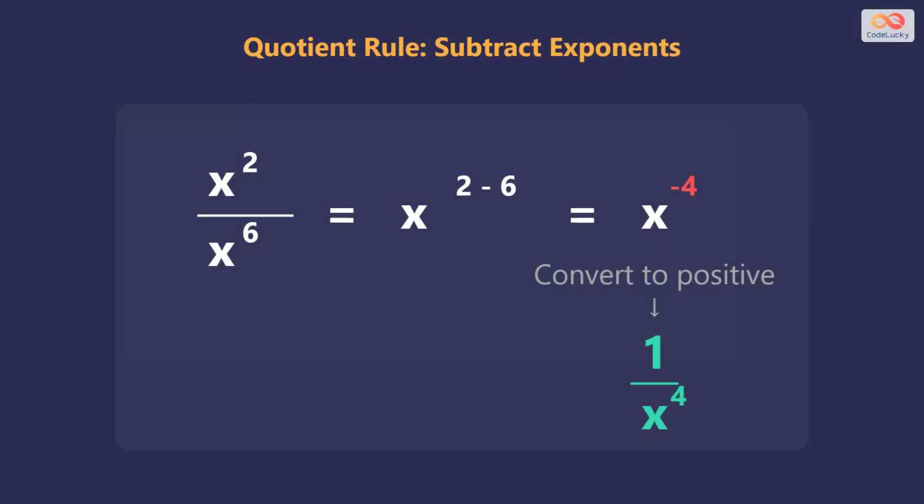Similarly, with the quotient rule, we subtract the bottom exponent from the top exponent. x squared divided by x to the sixth means we calculate 2 minus 6. This gives us negative 4. Since we cannot leave a negative exponent in a final answer, we apply our definition to move it to the denominator, resulting in 1 over x to the fourth.